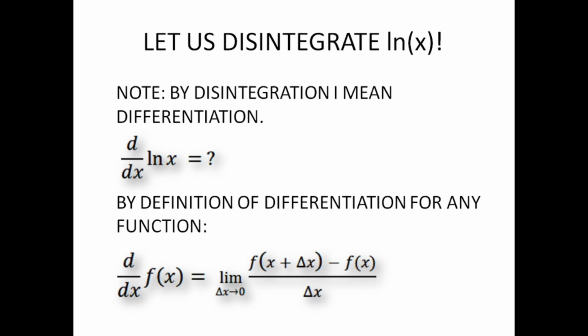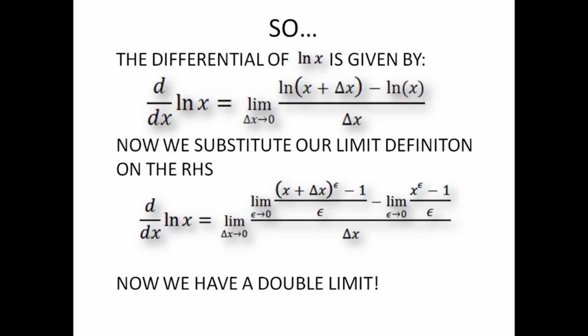By the definition of a differential, limit delta x goes to 0, f of x plus delta x minus f of x divided by delta x, and that is the differential of f of x. This definition is due to Cauchy, I believe. So the differential of ln x is given by limit of ln x plus delta x minus ln x divided by delta x. Now we use our limit definition on the RHS, and we have double limits now.